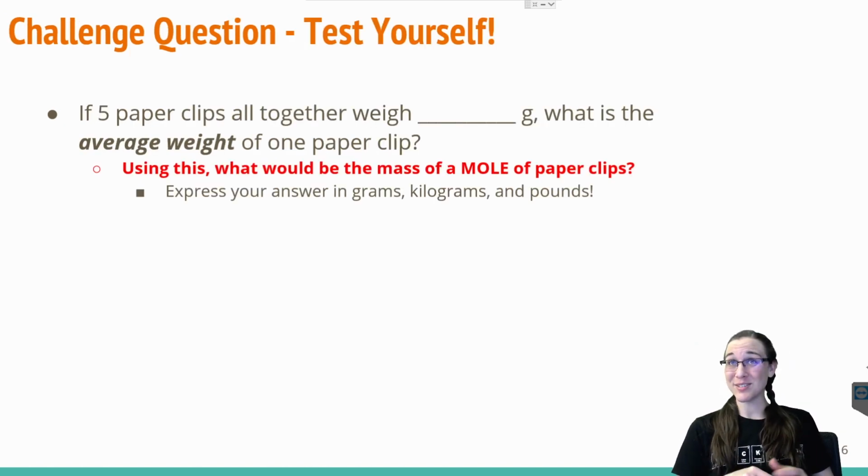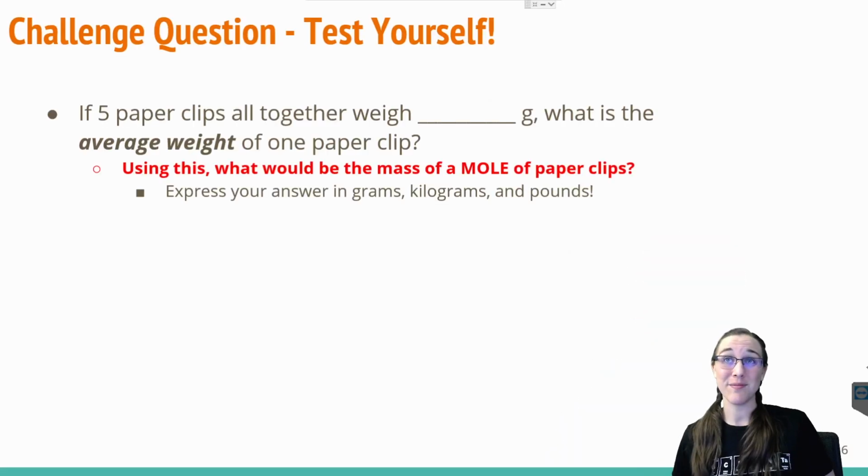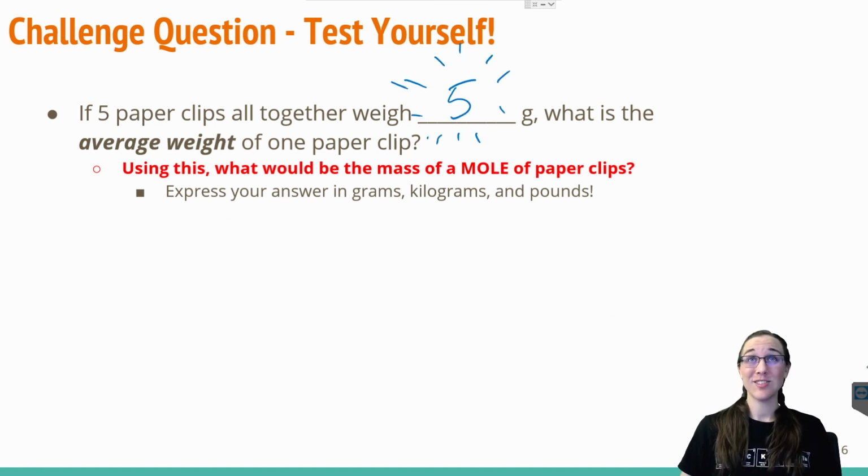Additionally, I have this challenge question as your test yourself for this video. If you were to have, say, 5 paper clips, and I was to give you the mass of those 5 paper clips now, turns out that 5 paper clips weigh 5 grams. So since there's 5 paper clips and altogether they weigh 5 grams, on average, each paper clip weighs about 1 gram. So using that information, what would the mass of a mole of paper clips be? As an extra challenge, once you've calculated the mass of a mole of paper clips, then also write that answer in not only grams, but kilograms and pounds too.